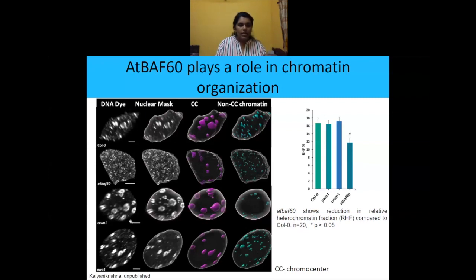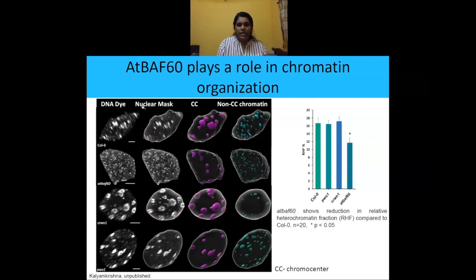And when we did the DNA dye staining with a 580 CP oxide dye, we could observe that this dye is more sensitive than DAPI, and there were structures outside of the chromocenter that are stained darkly, and however, they are smaller than chromocenters, which were termed as non-chromocenter chromatin or non-chromocenter heterochromatin here.